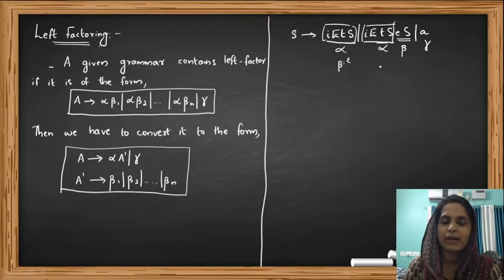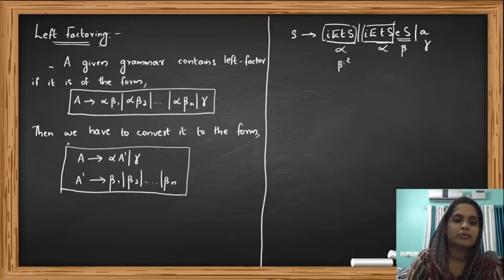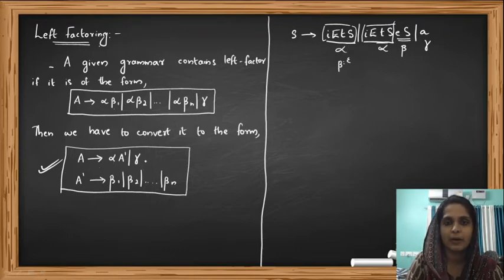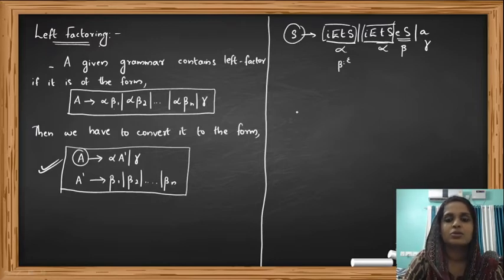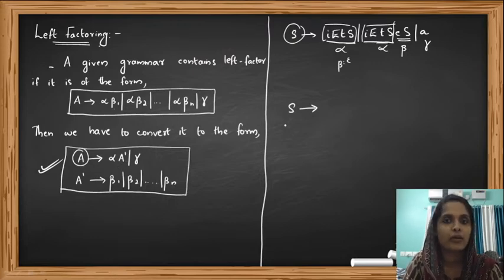And in order to remove this left factor from this production, what we have to do? We have to convert the production into this form. Right? So what is the form? A produces alpha A dash bar gamma. And what is our alpha? In our example, alpha is iEtS. Okay, and the grammar symbol here is A. A is our starting symbol. But in our example, instead of A, we have taken S. Okay, so we can write it as S produces alpha S dash, instead of A dash, because in our example, our symbol is S. Okay, so alpha S dash bar gamma.